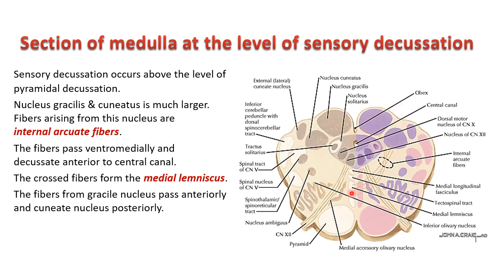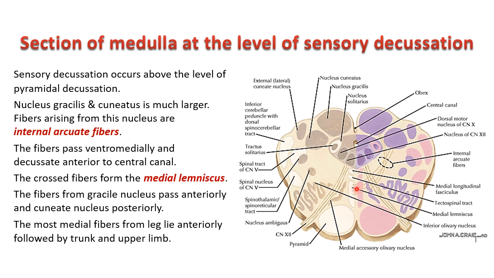Now these fibers, I told you, cross to the opposite side, and after that they are called the medial lemniscus. So what is the medial lemniscus? They are the crossed internal arcuate fibers. The medial lemniscus is the crossed internal arcuate fibers arising from the nucleus gracilis and the cuneatus. And the fibers for the lower limb are present anteriorly, whereas the upper limb and face are present posteriorly. Okay, so that is about the sensory decussation.